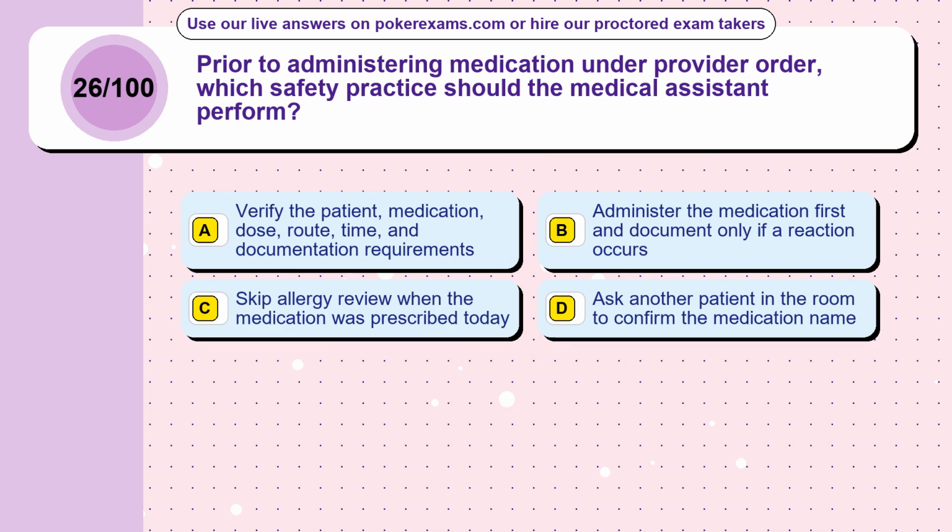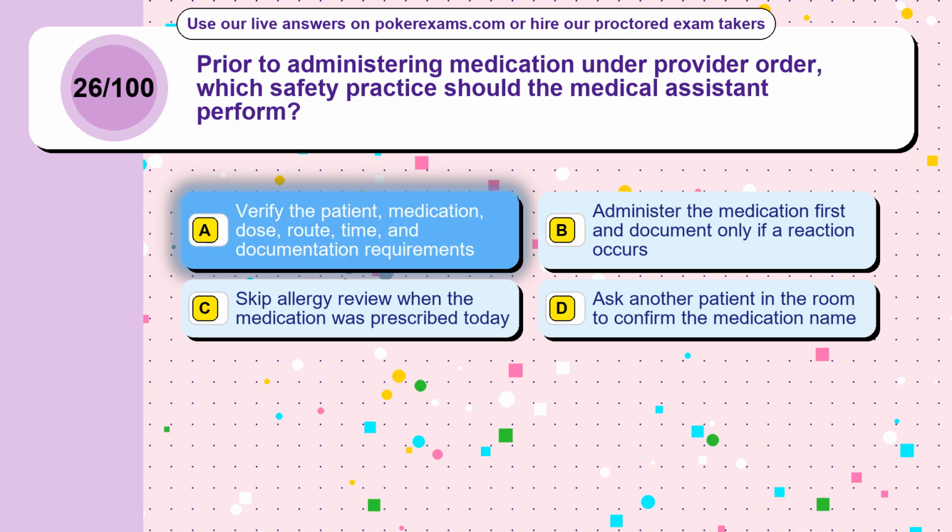Question 26. Prior to administering medication under provider order, which safety practice should the medical assistant perform? Option A, verify the patient, medication, dose, route, time, and documentation requirements. Option B, administer the medication first and document only if a reaction occurs. Option C, skip allergy review when the medication was prescribed today. Option D, ask another patient in the room to confirm the medication name.